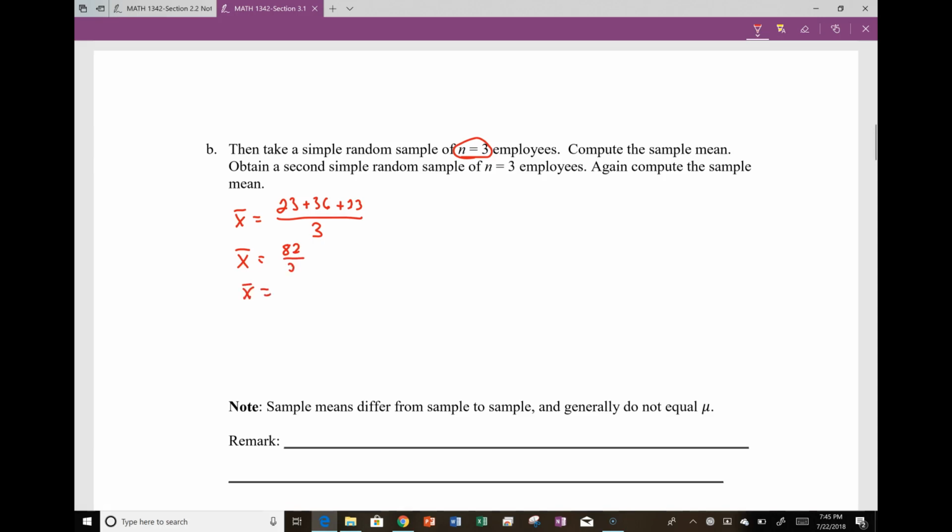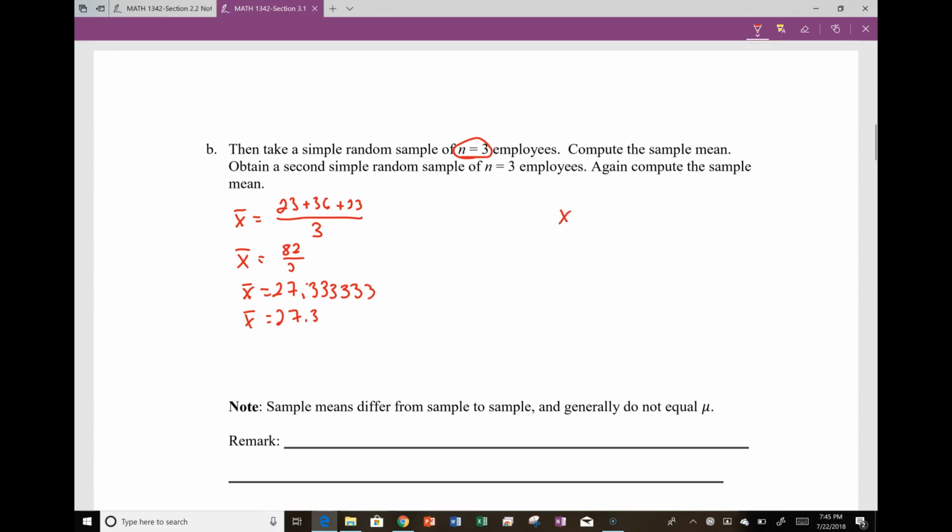And I get 27.3. This is the mean for one sample. If I were to do this again, and notice that my answer in my calculator was actually this, and I just signified 27.3. I will discuss in just a moment why 27.3. Let's look at 3 other employees.